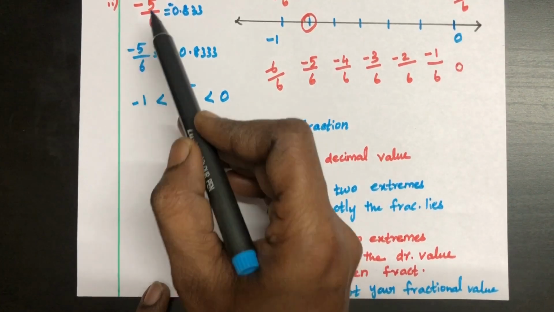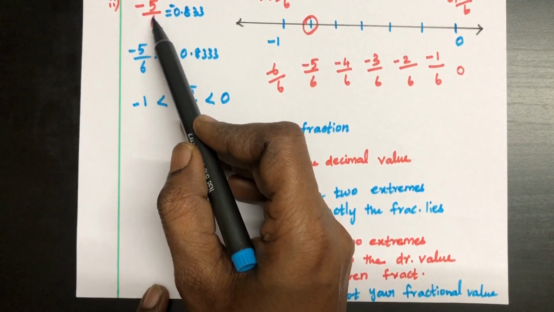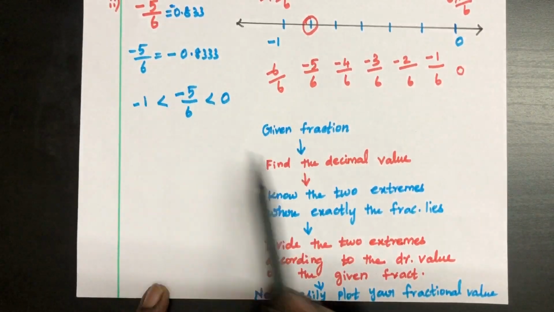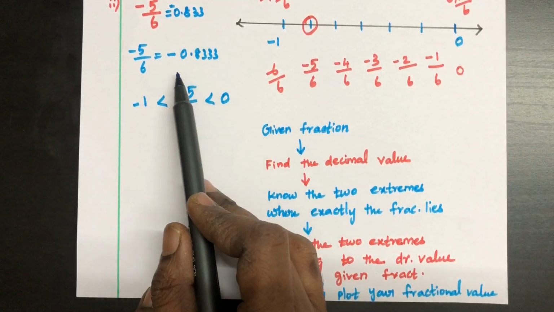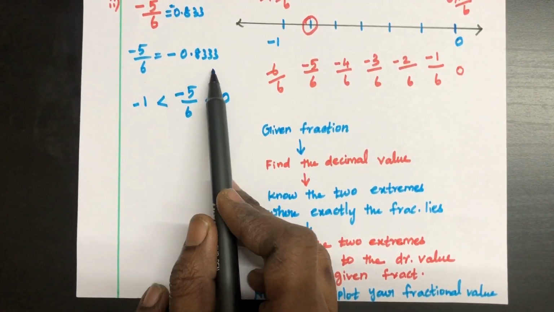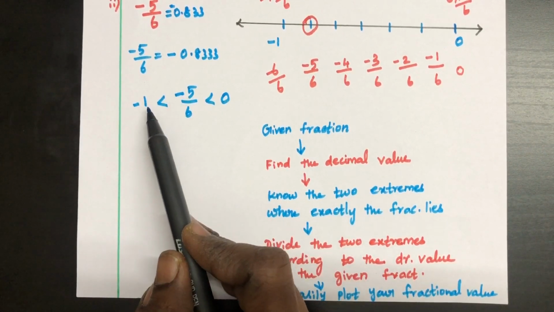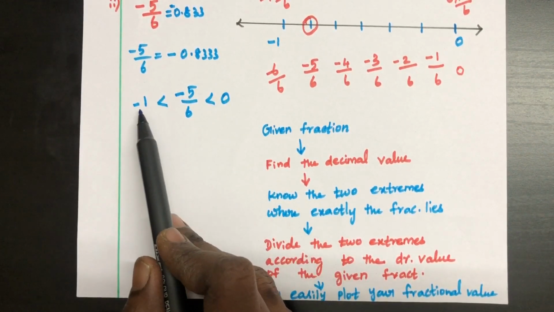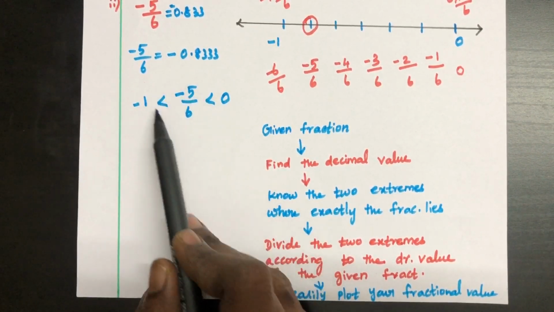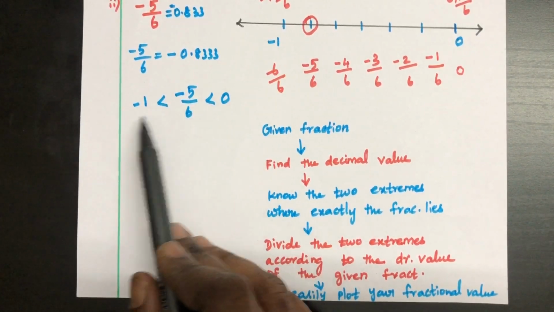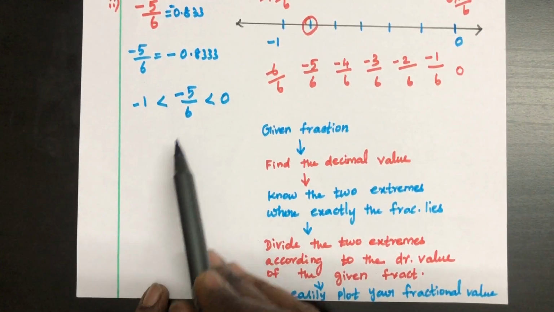That's all. See here, the given fraction is minus 5 by 6. We have found the decimal value, right? After this decimal value, we can easily tell the left and right side numbers it has, the two extremes. Okay, so minus 1 and 0. Between these only it will fall, the closest numbers.